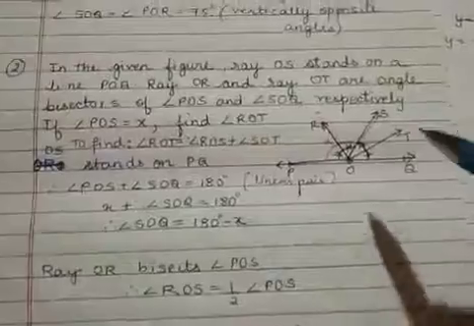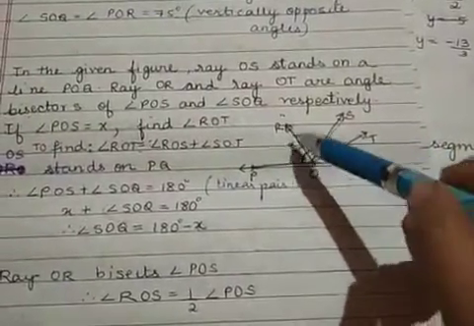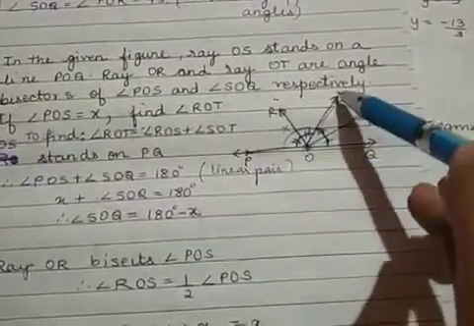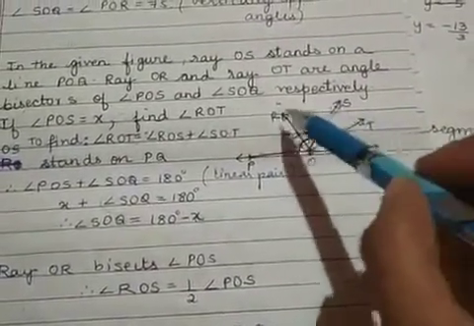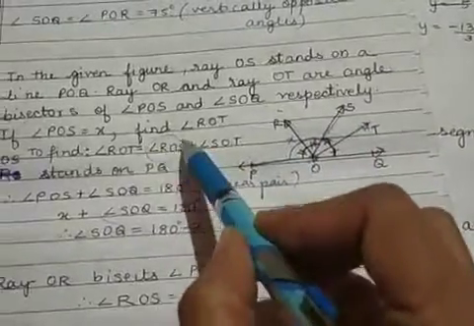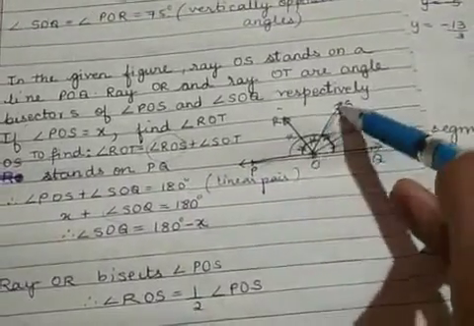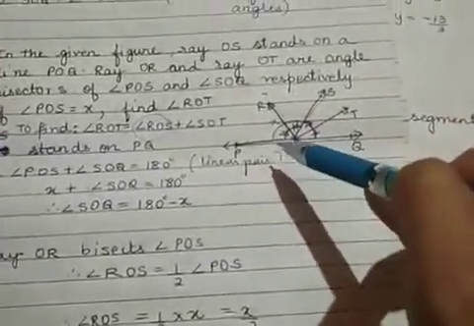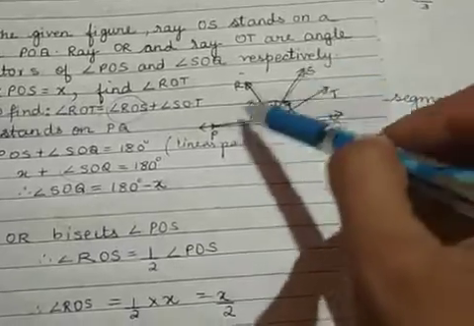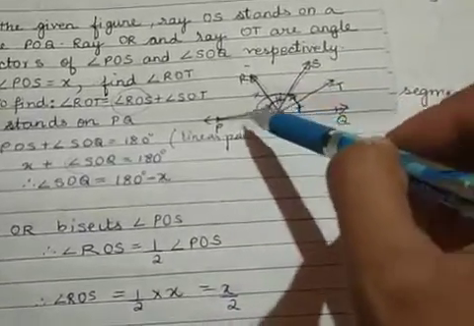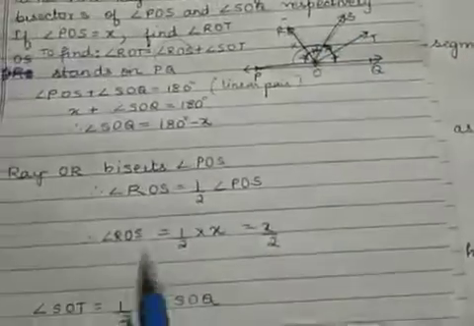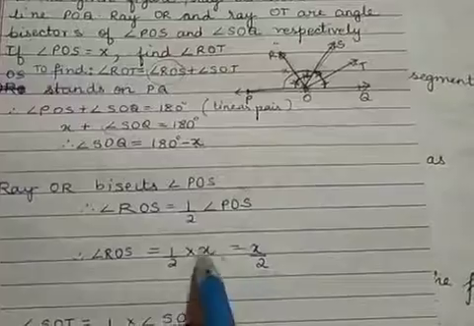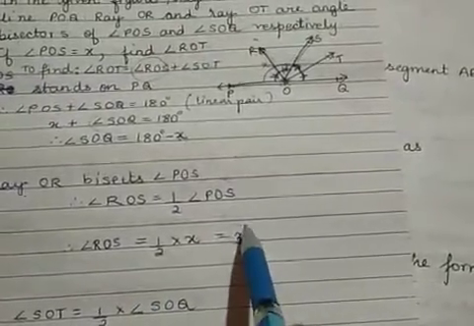Now it is given that ray OR bisects angle POS. So if it bisects angle POS, then ROS, why are we taking ROS? Because that is one of the things that is required of us. So ROS will be half of this angle, right? Because it bisects. So ray OR bisects POS, so ROS will be half of angle POS. So angle ROS will be half of POS, which is X. So angle ROS is X upon 2.